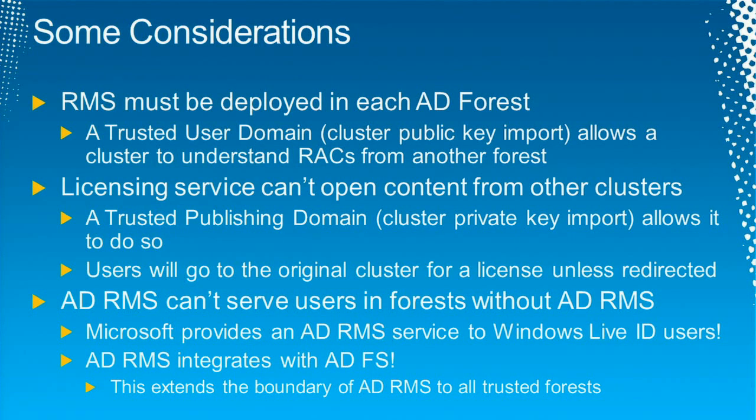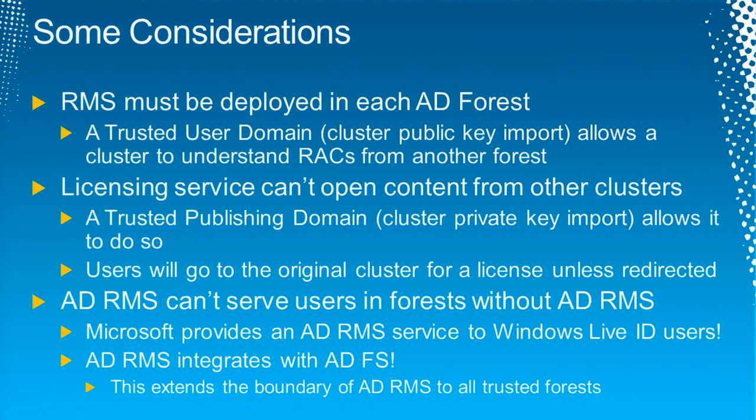Two, the licensing service. Let's take that example again. Let's say I now have forest D that's also doing licensing. 95% of my licensing traffic goes to forest C, 5% goes to forest D. When you protect content to a server and you're trying to decrypt it, only that one server can decrypt it. If I also want forest D to be able to decrypt the content that was protected to forest C, you have to create what's known as a trusted publishing domain, or TPD.